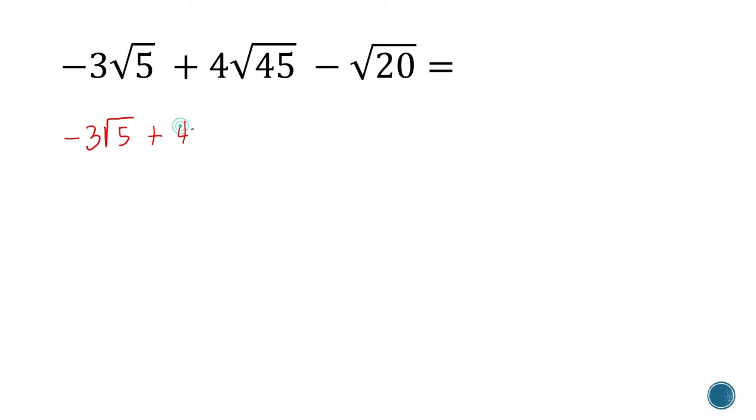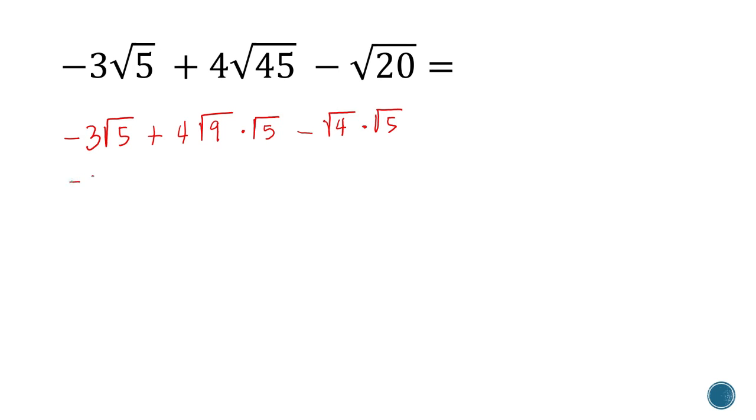Plus 4. Now, square root of 45, to simplify that, you need to find the highest perfect square factor of 45. And that is 9. So square root of 9 times square root of 5. Minus, when it comes to the square root of 20, the highest perfect square factor of 20 is 4. So this is the square root of 4 times the square root of 5.